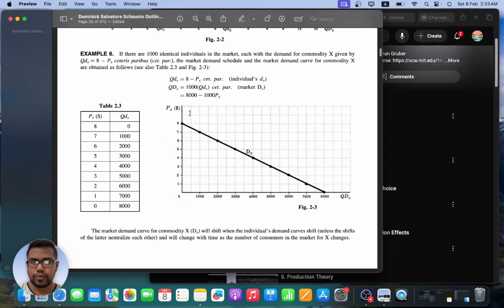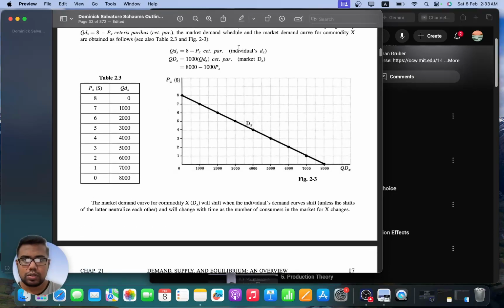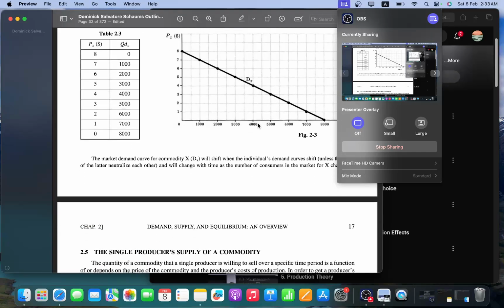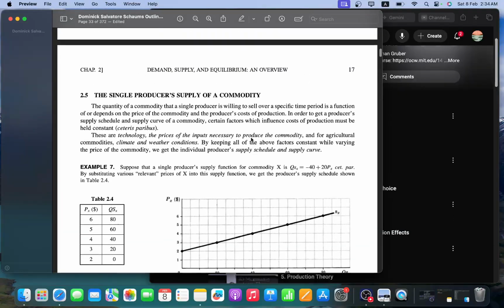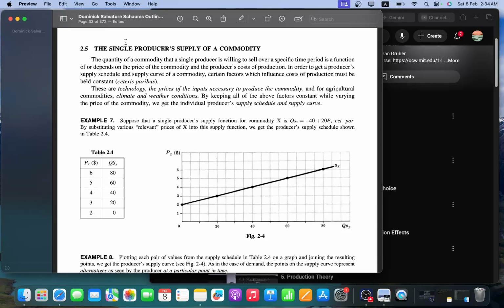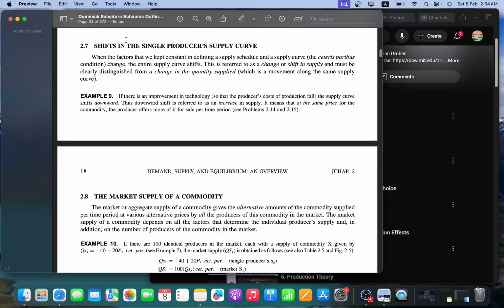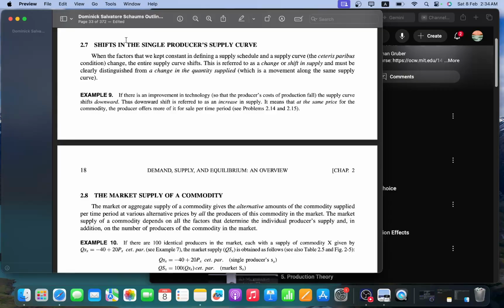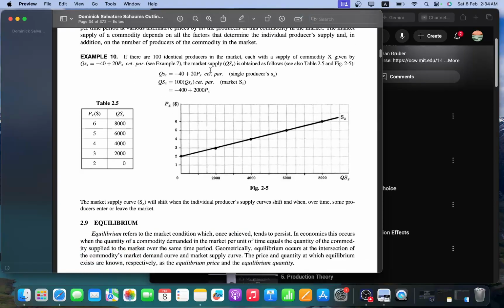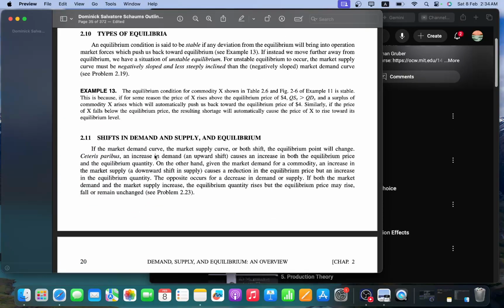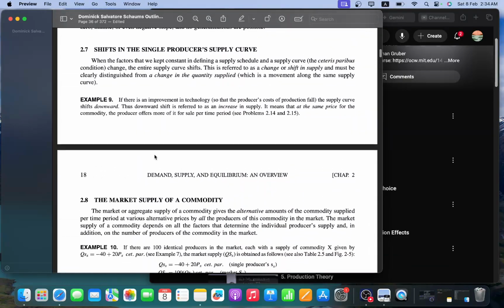Here we have the straight line formula. The single producer's supply of a commodity. We have finally the supply curve as well, so we are also going to set the foundations for the supply curve here. Then we have the shape of the supply curve, the shapes in a single producer's supply curve. Again, we are not doing the general thing that we learned in chapter 1; we are doing the specific or particular case. The market supply of a commodity. Equilibrium is this place where we have equilibrium. Types of equilibrium: apparently we have many different variations of equilibrium. And then we have the glossary, and that's basically this chapter.